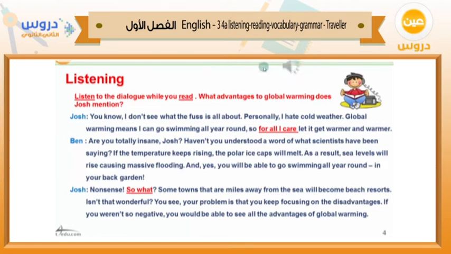4A. Listening and reading. B. Listen to the dialogue. What advantages to global warming does Josh mention? You know, I don't see what the fuss is all about. Personally, I hate cold weather. Global warming means I can go swimming all year round. So for all I care, let it get warmer and warmer. Are you totally insane, Josh? Haven't you understood a word of what scientists have been saying? If the temperature keeps rising, the polar ice caps will melt. As a result, sea levels will rise, causing massive flooding. And yes, you will be able to go swimming all year round, in your back garden. Nonsense! So what? Some towns that are miles away from the sea will become beach resorts. Isn't that wonderful? You see, your problem is that you keep focusing on the disadvantages. If you weren't so negative, you would be able to see all the advantages of global warming. What advantages?